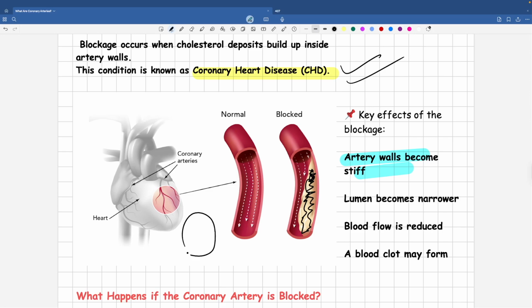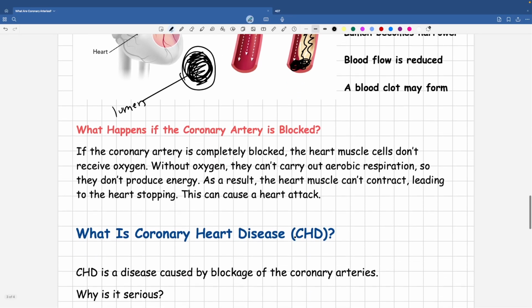Suppose this is the entrance. The entrance is actually called the lumen. As you can see, as the deposition of cholesterol increases, the lumen gets narrower, so less blood flows through it. So blood may clot and completely block the vessel. So this will answer it over here.